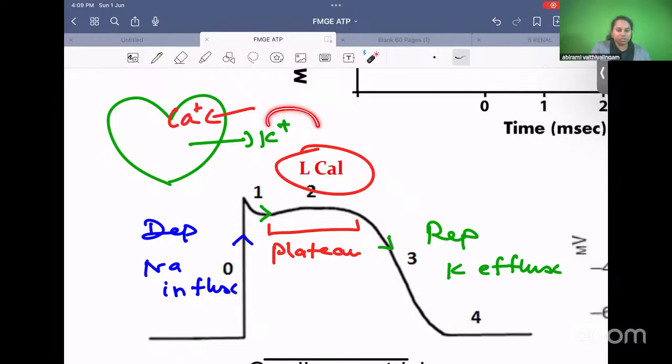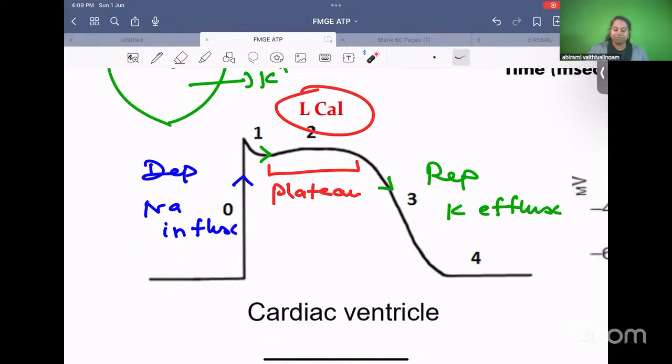Potassium is a positive ion going out. Calcium is also a positive ion coming inside. One positivity going out, one positivity is coming inside. Both will balance each other. When both balance each other, there is no net electrical activity. That is why it is a plateau phase. It is a flat line.